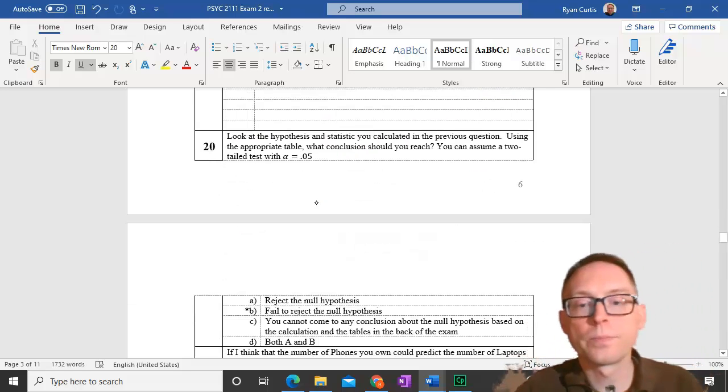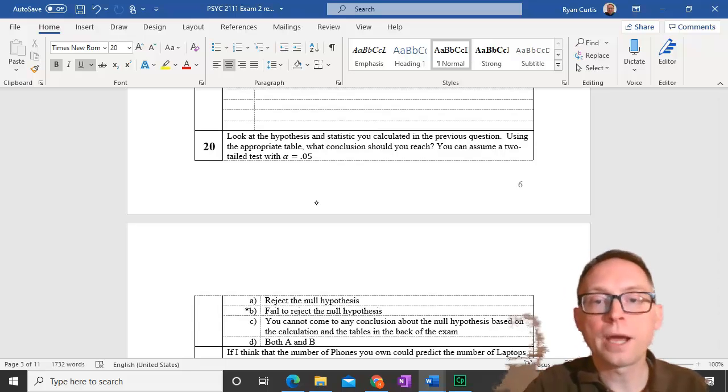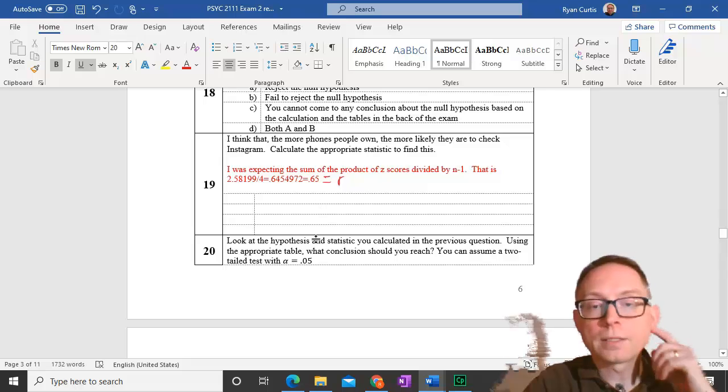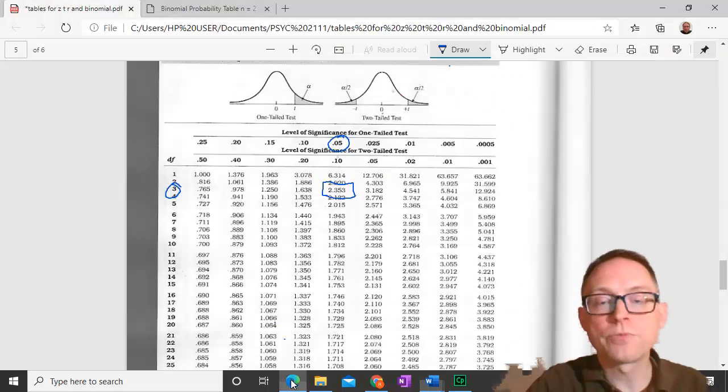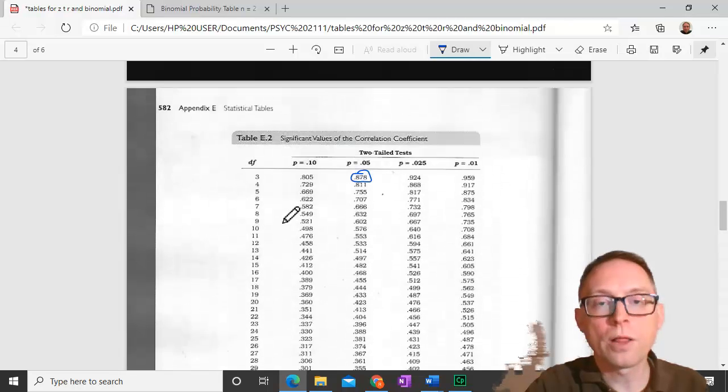Number 20. Look at the hypothesis and statistic you calculated in the previous question. Using the appropriate table, what conclusion should you reach? You can assume two-tailed test with alpha equals 0.05. All right, so remember, I've got n of 5, degrees of freedom is n minus 2. I don't have to go through all of that with the t-table if I don't want to. I want to make it easy for myself. I'm going to use this correlation table instead.